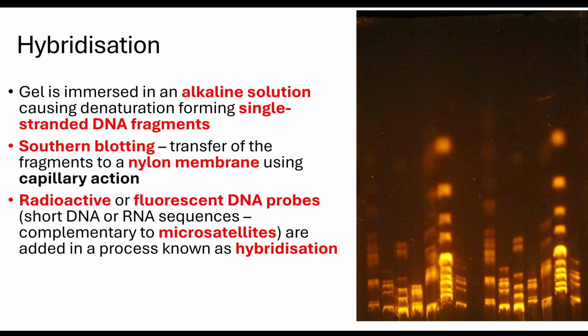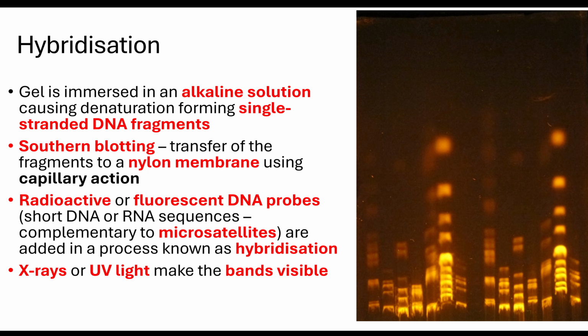What we then do is we put radioactive or fluorescent DNA probes. Now these DNA probes are short DNA or RNA sequences which are complementary to our microsatellites. Now this is through that process known as hybridization. Because we have these short DNA and RNA sequences which will complement those microsatellites through forming hydrogen bonds, we can therefore tag them with these radioactive or fluorescent DNA probes.